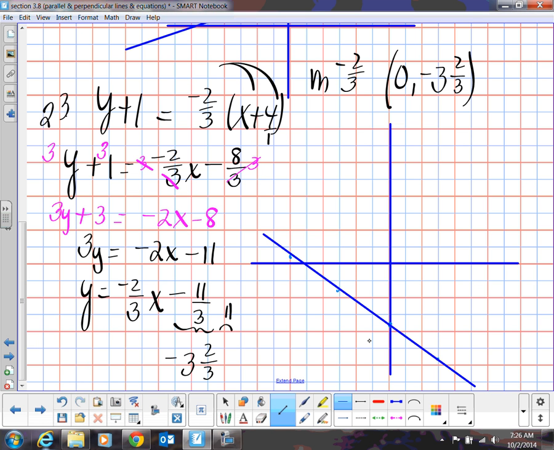I went down 2 and ran 3. Where do you mean 6? This is 1, 2, 3, and 2/3. You mean this point? That point is negative 3 and 2/3. Any other questions? Yes.